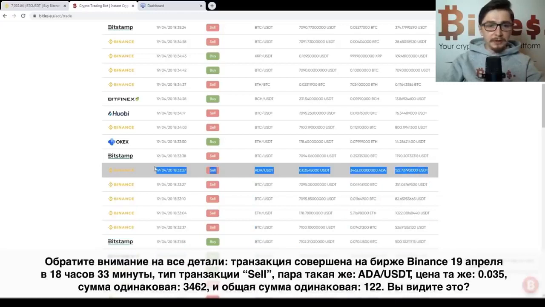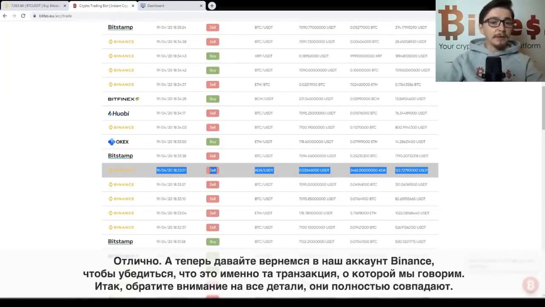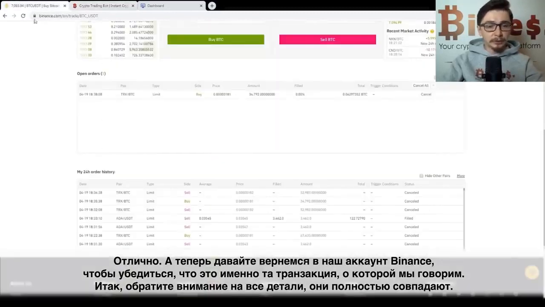Pay attention to all the details. This trade is made at Binance Exchange on April 19 at 18 hours 33 minutes. And it's a sell trade. The pair is the same 88 to USDT. The price is the same 0.035. Amount is the same 3,462. And the total is the same as well, 122. So this is the trade. Do you see it? Great. And now let's go back to Binance to make sure that this is exactly the trade and nothing is wrong. So pay attention to all the details. They all are congruent.